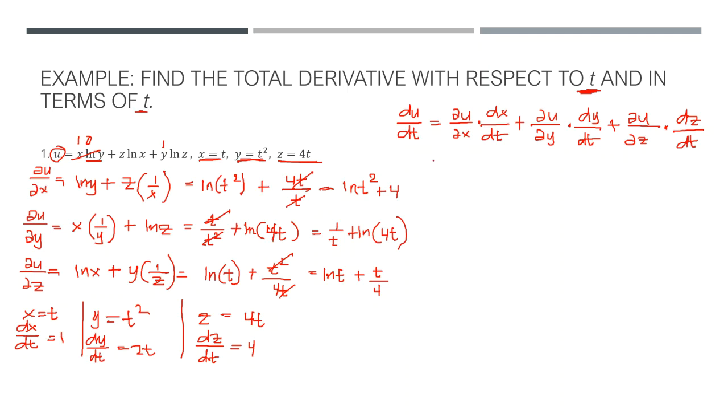Okay, so substituting the values that we have, du over dx, or partial derivative of u with respect to x, is ln t squared plus 4, times the derivative of x with respect to t, which is 1, plus partial derivative of u with respect to y, which is 1 over t plus ln 40, times the derivative of y with respect to t, which is 2t, plus the derivative of u with respect to z, which is ln t plus t over 4, times the derivative of z with respect to t, which is 4.